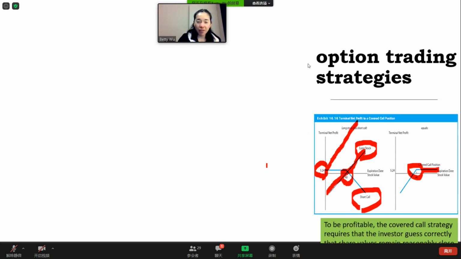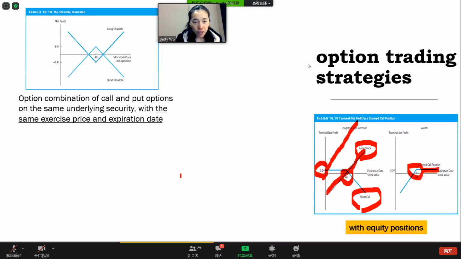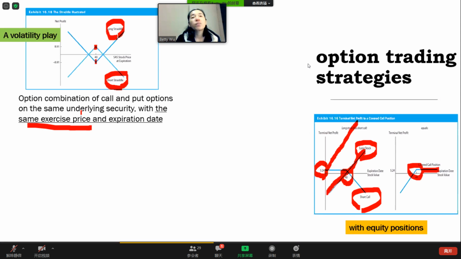And without equity positions, I can show this. There's a long straddle and a short straddle. They both refer to option combinations of call and put options on the same underlying security with the same exercise price and expiration date. You can guess from this that the exercise price is 40, 40, 40. The same exercise price is why you have a tipping point.